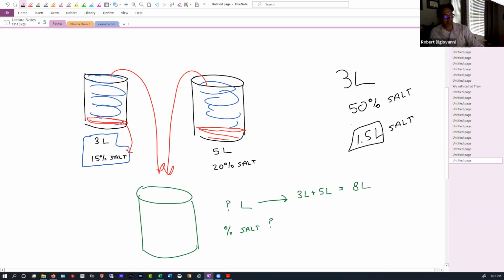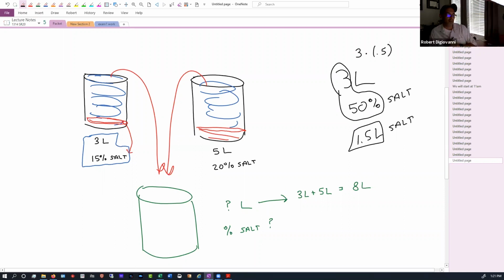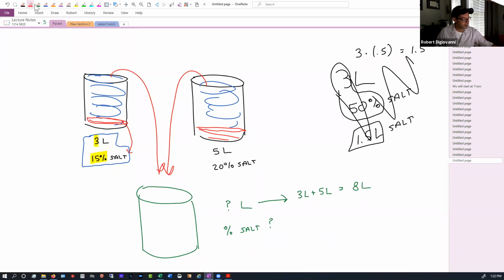The way you can get this number is by taking these two and multiplying them together. Think about this. What is 50% as a decimal? 0.5, right? And if you multiply 3 times 0.5, voila, you get your 1.5. So when we go back here, I'm going to forget that for now. If I want to know how much salt is in there, I'm going to take my 3 liters and multiply it by the 15%. I'm going to do that right here.